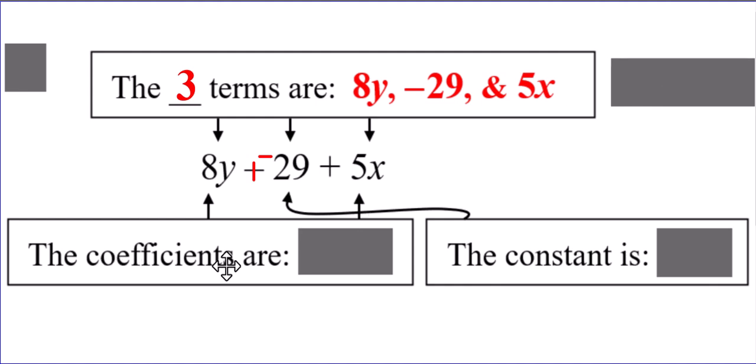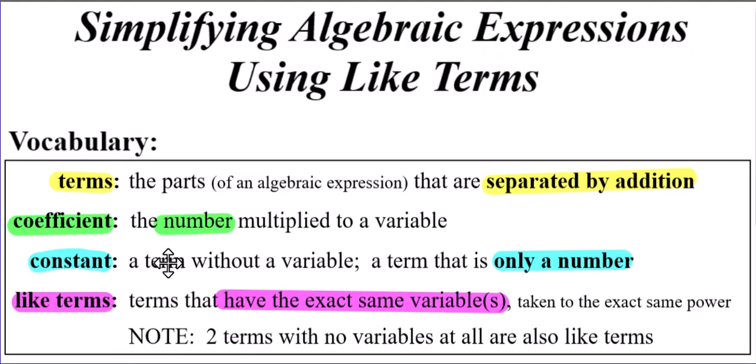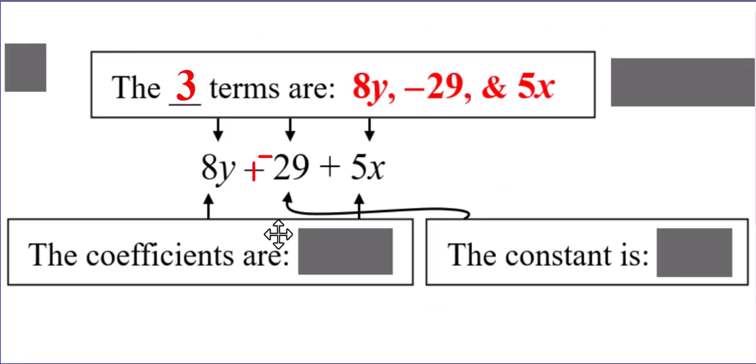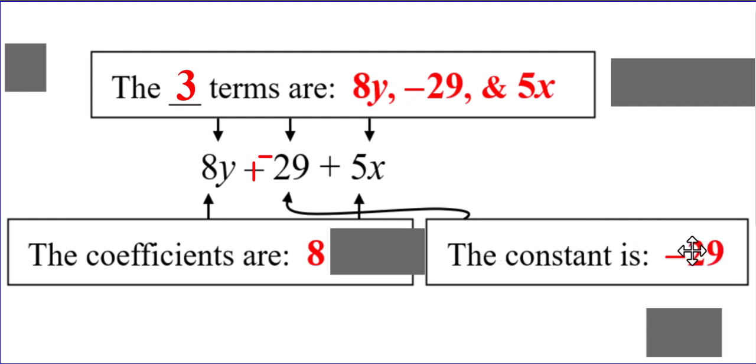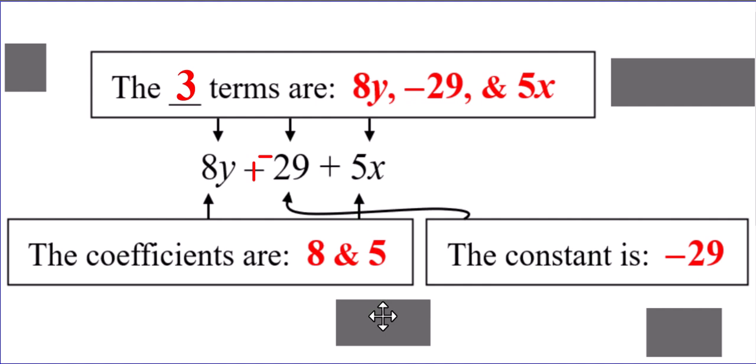Now, coefficients. What are coefficients? They are the numbers that are multiplied to variables. So, 8y, the number that's multiplied to the y is the 8, so 8 is a coefficient. Negative 29 doesn't even have a variable. So actually, negative 29 is a constant. 5x, well, that has a variable. So the coefficient part of it is the 5. So that is the other coefficient of that problem.